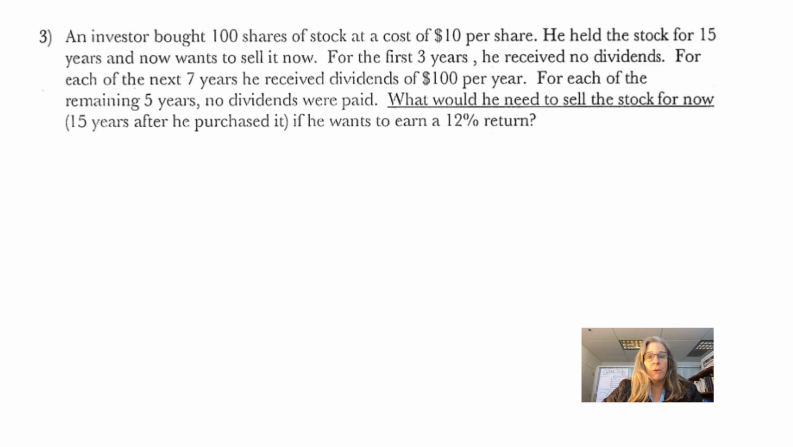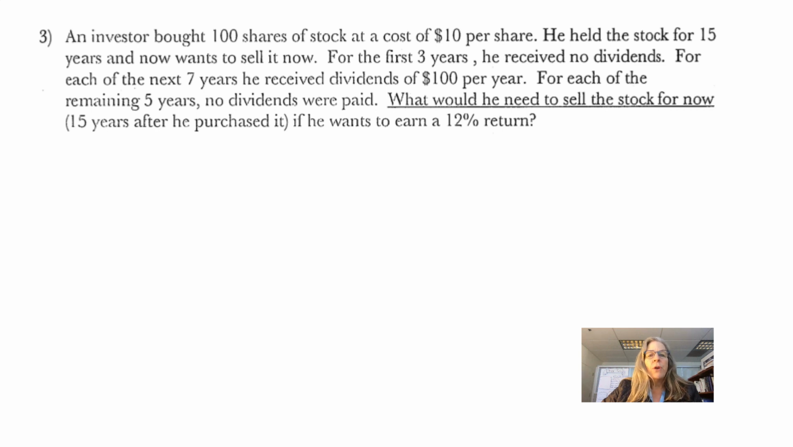For the first 3 years, he received no dividends. For the next 7, he received dividends of $100 per year, which is equated to, no, $1 per share, sorry. For each of the remaining 5 years, no dividends were paid. What would he need to sell the stock for at year 15 years after he purchased it if he wants to earn 12% return?